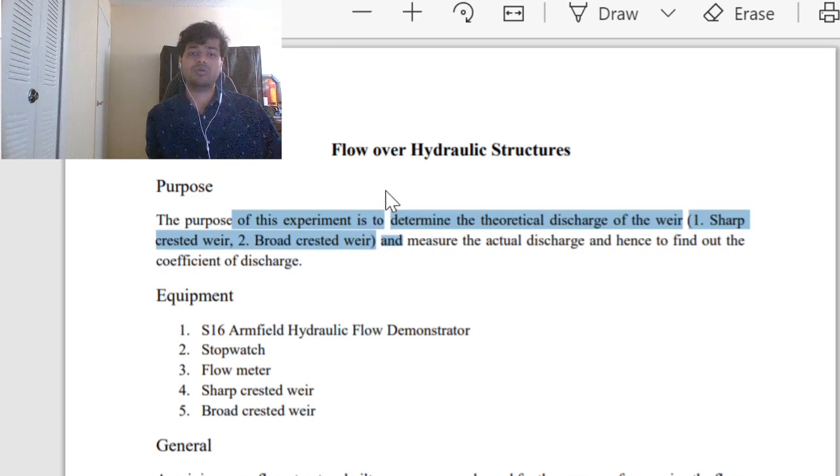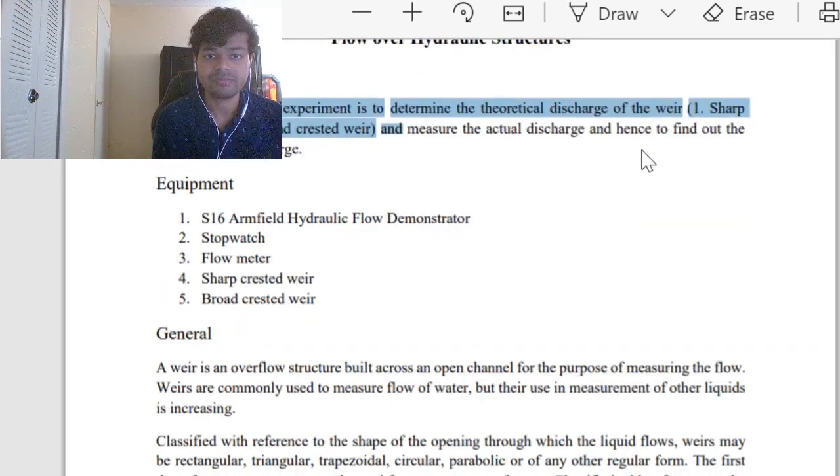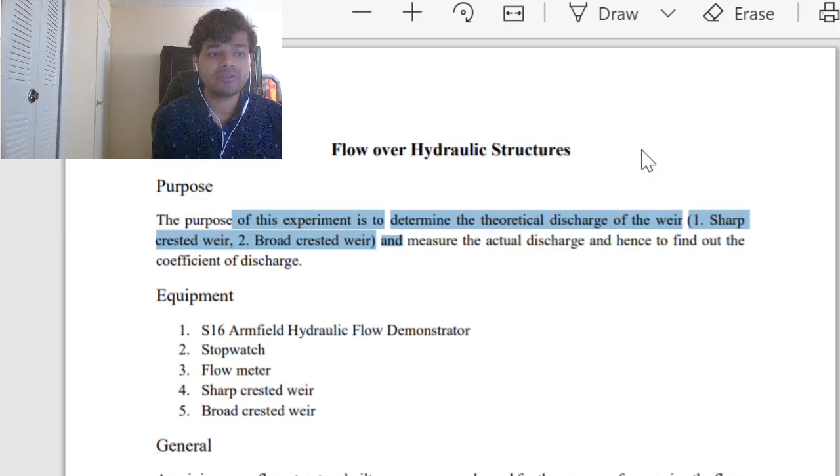I'm going to show you what a sharp crested weir and a broad crested weir look like in a while. And what is the purpose? The purpose is to measure discharge. Now the question is, how can we measure discharge? We can simply measure discharge as volume by time, right? This is a very common practice in the lab. If we know the volume and we record the time, then we get the discharge.